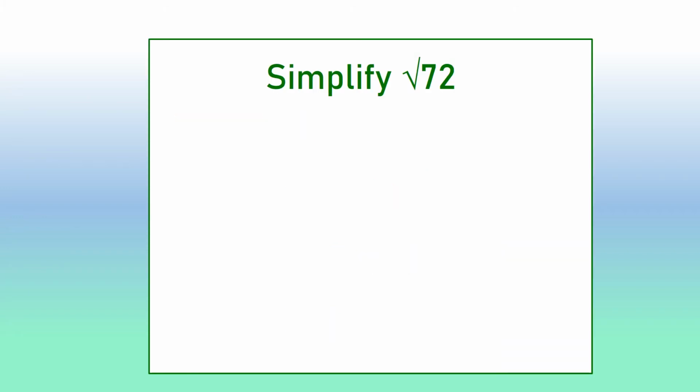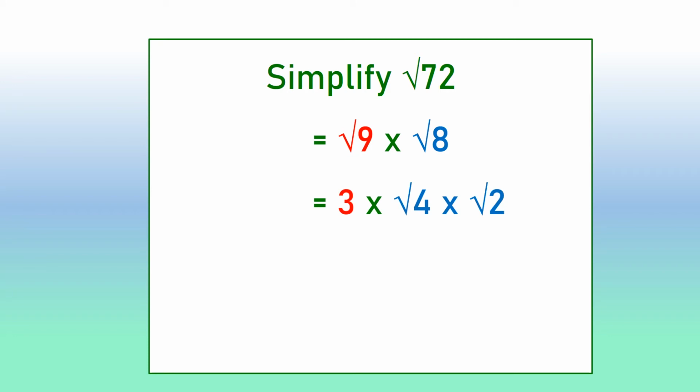And another one, so simplify root 72. So can you think of factors of 72 where one of those numbers is a square number? So root 9 times root 8 is the same as root 72. And we can square root 9 to give us 3. But in this one, we can even take the root 8 down a bit further because we can split root 8 into root 4 times root 2. And we know the square root of 4 is 2. So this gives us 3 times 2 times root 2, or 6 root 2.